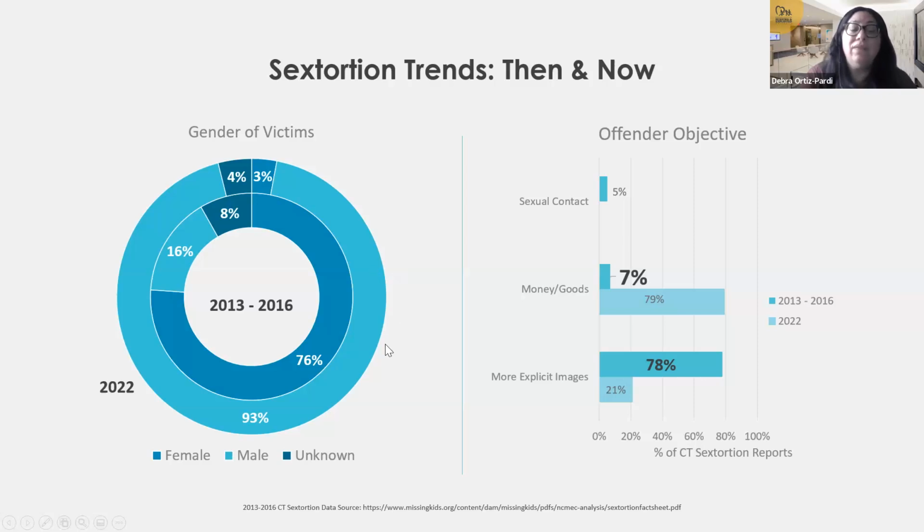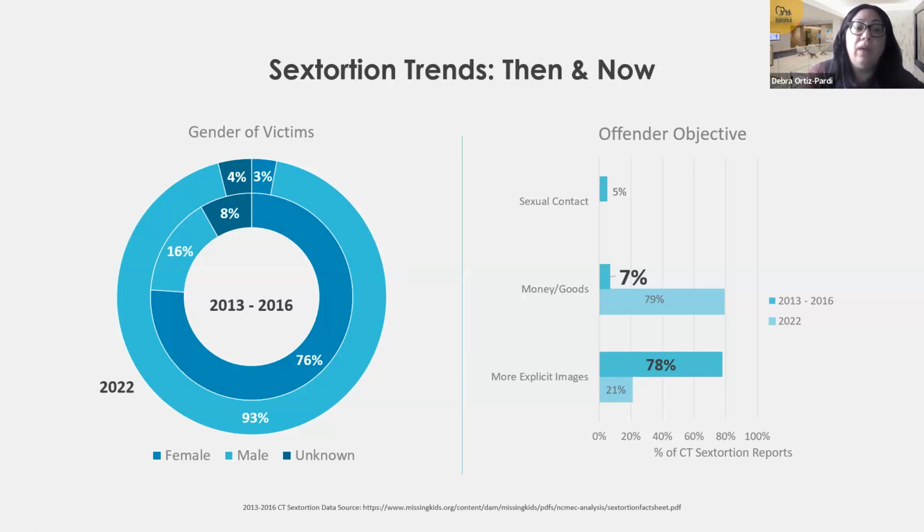93% of the reports involved a male victim, and the motivation was financial. So it looks a little bit different. They might be using a single image to say, if you don't send me money or something of value, I'm going to share this image with somebody else. And sometimes that image is not even a self-produced image. It could be a doctored image.